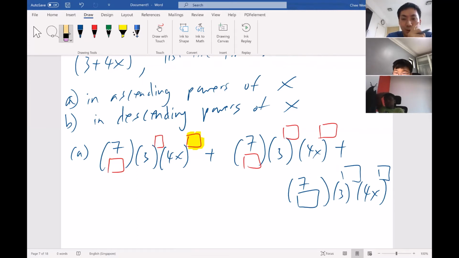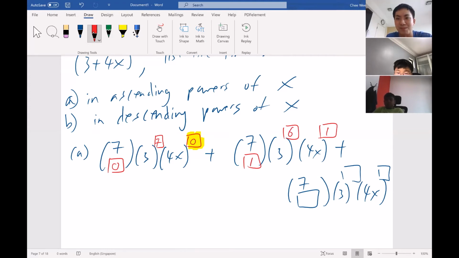0. So 4x to the power of 0, like this. Okay, then 3 will be the power of 7. Then this one is up to you to choose between 7 or 0. So let's just say I choose 0. Okay, then the next term, 4x to the power of 1. If this is 1, then the other guy must be power 6. Then this guy now must be 1.